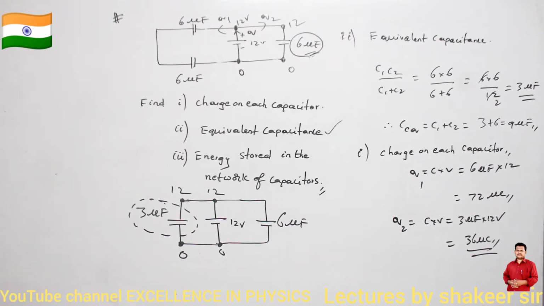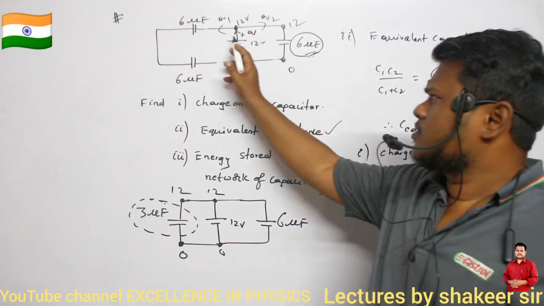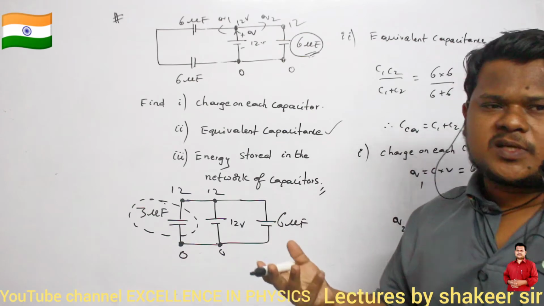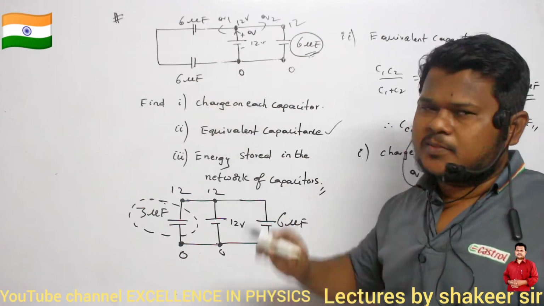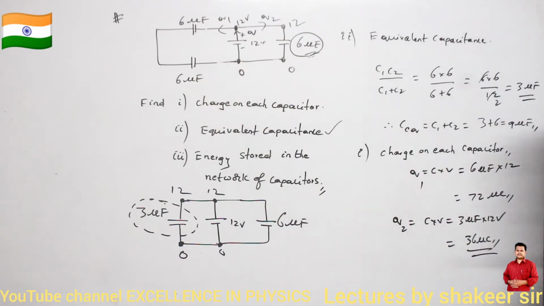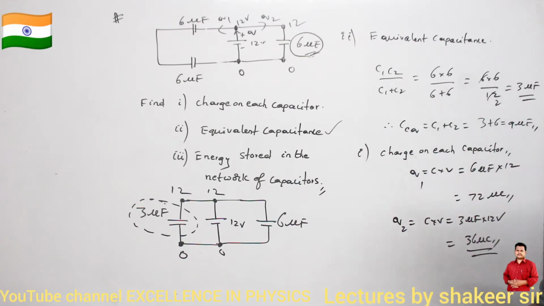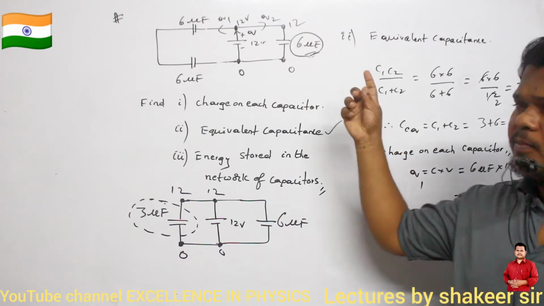So therefore, in this branch, total charge which is present is 36 microcoulombs, no? So this 36 microcoulombs is present in which capacitor? This capacitor or this capacitor? Yes, already somebody said the answer. Same charge will be present in both the capacitors.